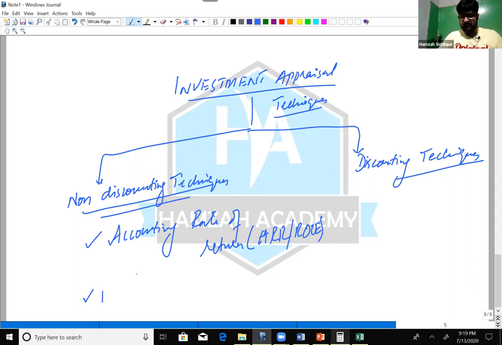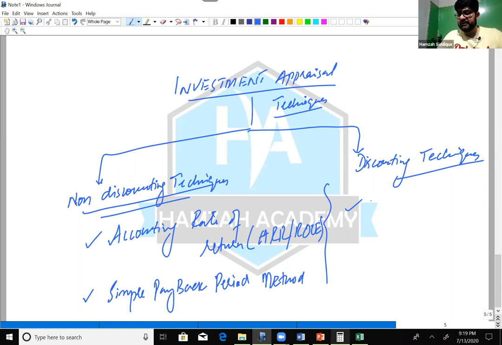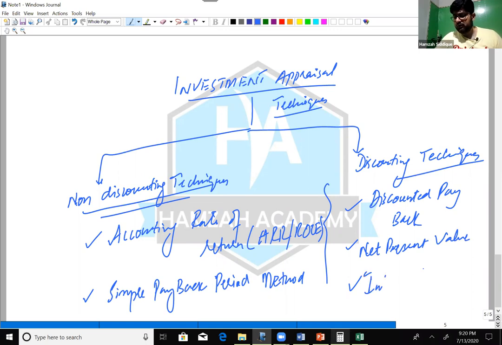Second is simple payback period method. Discounting techniques are three in our syllabus: discounted payback, net present value, and internal rate of return. Note it down, then I'll proceed. So these are the five techniques in our syllabus, which we have to study now. Five investment appraisal techniques.